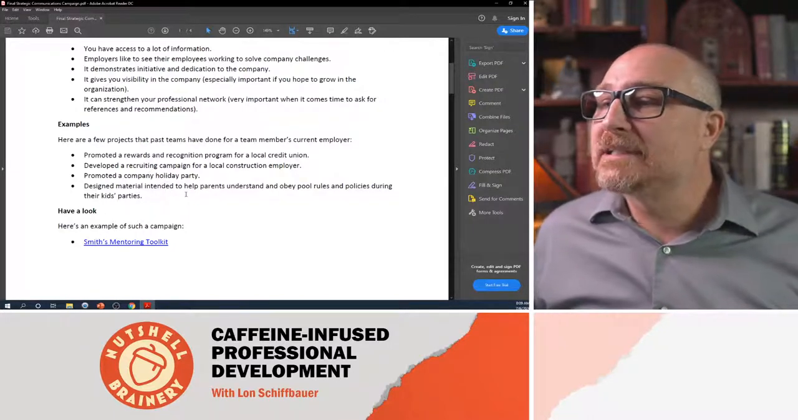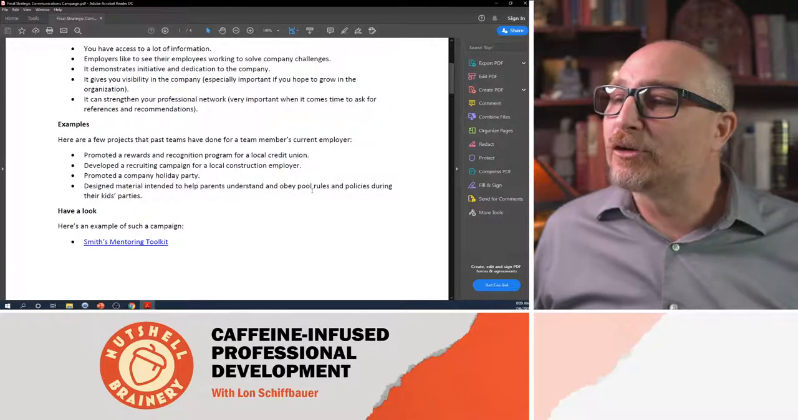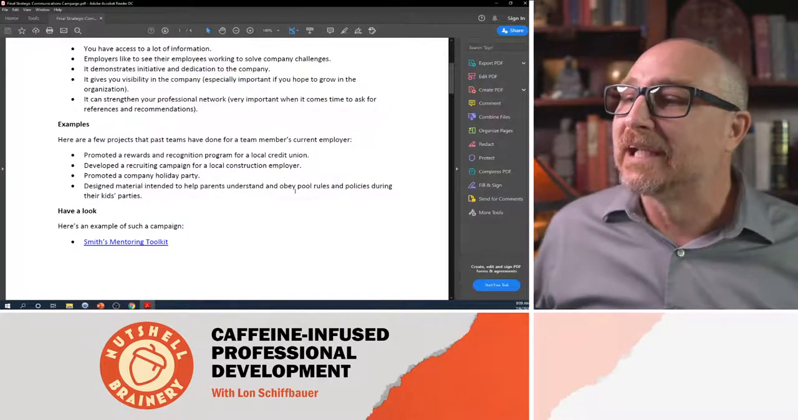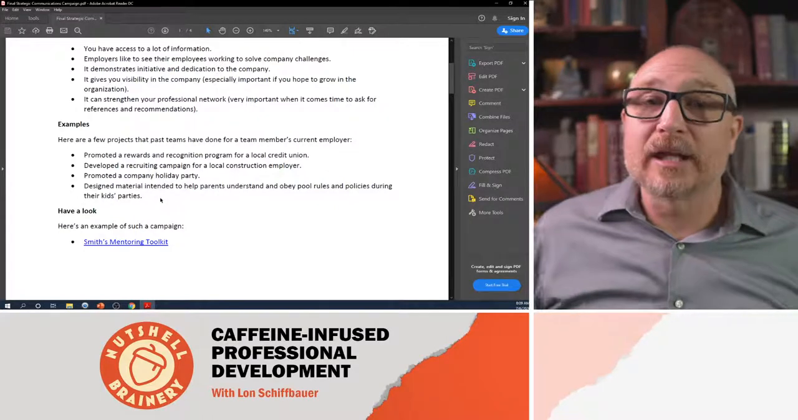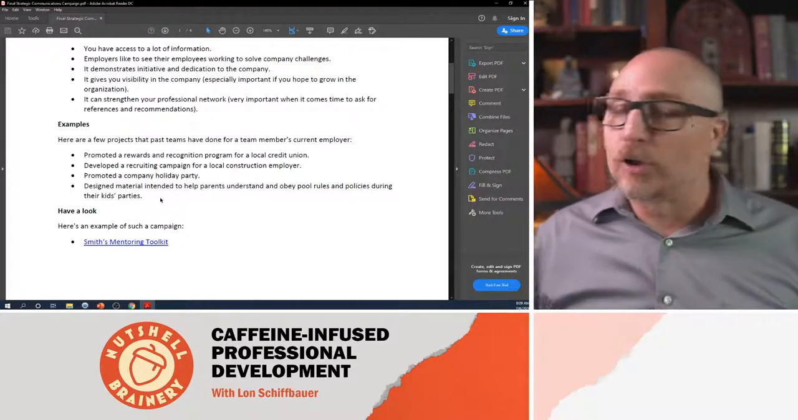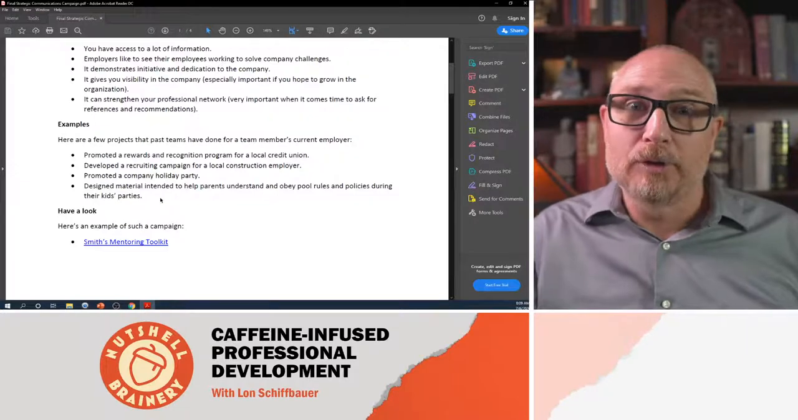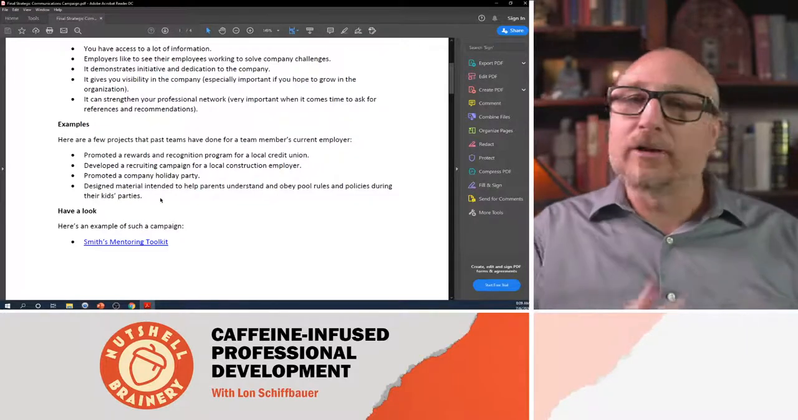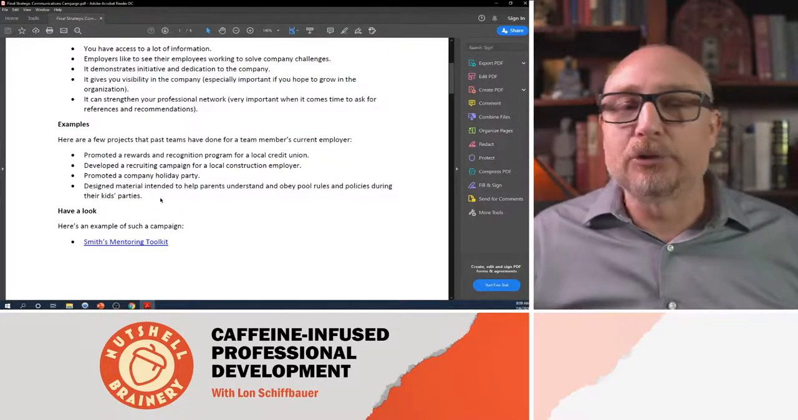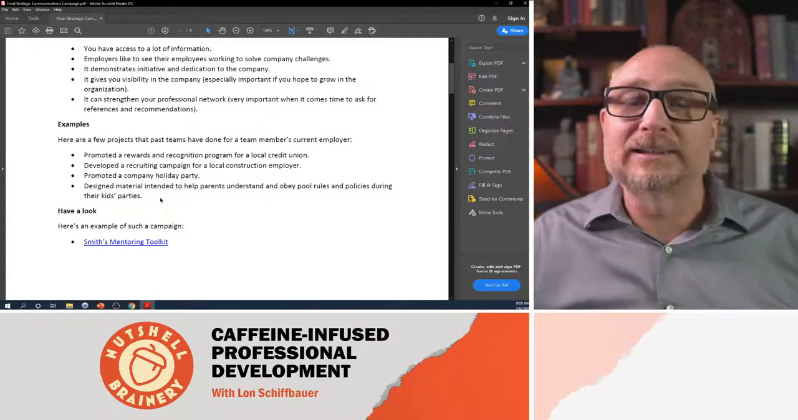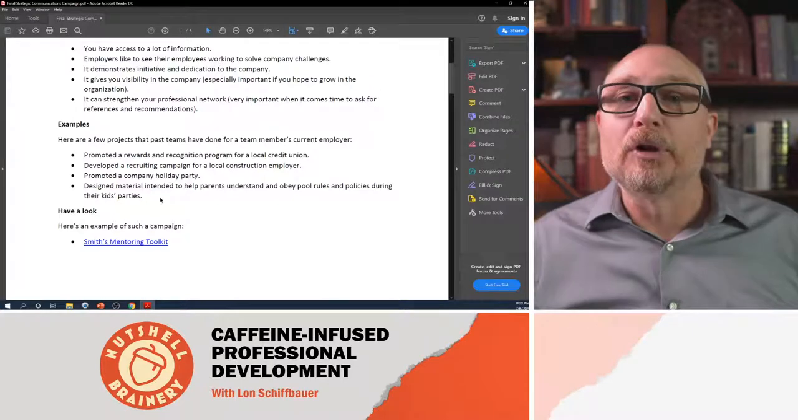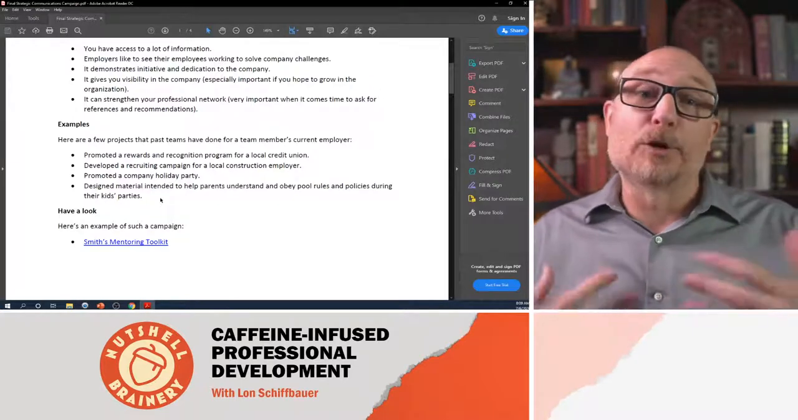Design material intended to help parents understand and obey the pool rules and policies during their kids' parties. This was a team, one of the students worked for a community pool, right? And parents always brought their kids to have parties and so forth. Well, there were a lot of rules and policies around the use of the pool that this campaign promoted with the parents.